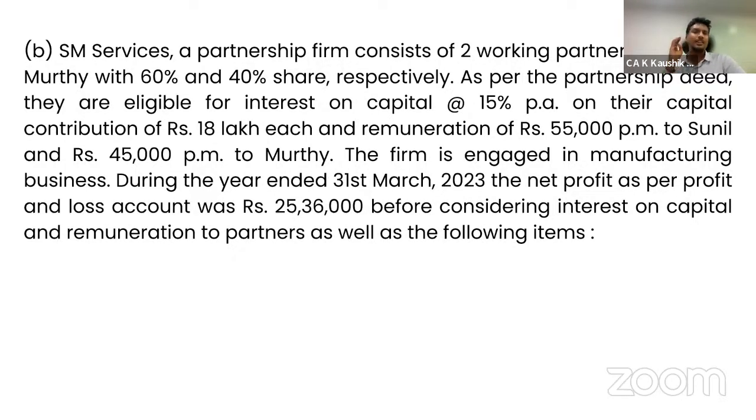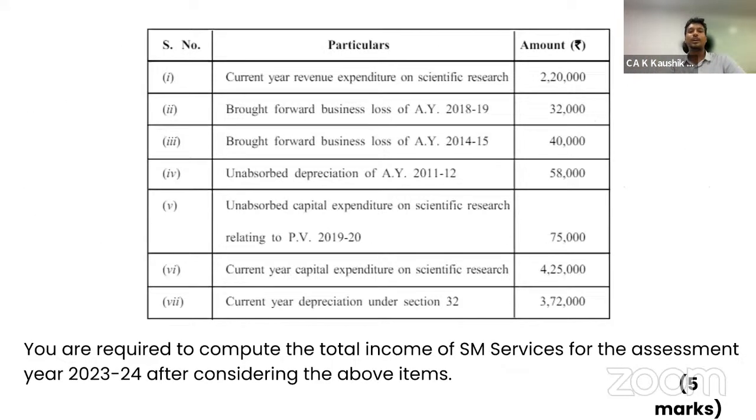Very clearly, they've given the partners profit sharing ratio 60%, 40%. That interest on capital that they're eligible is 15% on 18 lakhs of capital contribution each, and a salary of 55,000 per month to Sunil and 45,000 per month to Murthy. And before giving interest on capital and remuneration, the profit for the firm was 25,36,000. Now, what are we supposed to calculate? They have given certain following information.